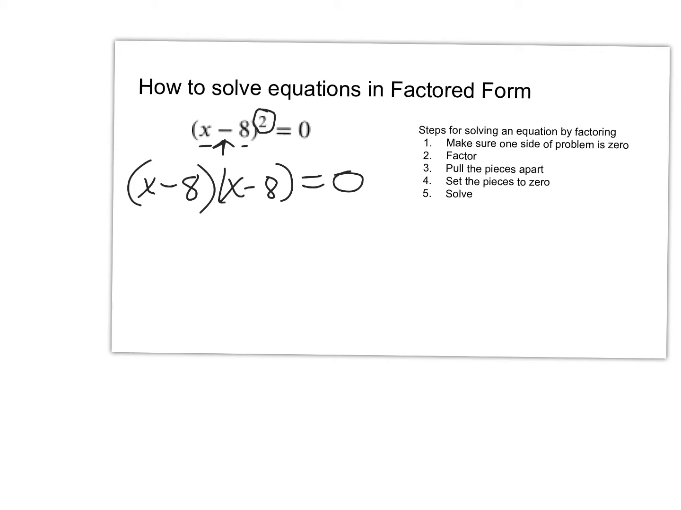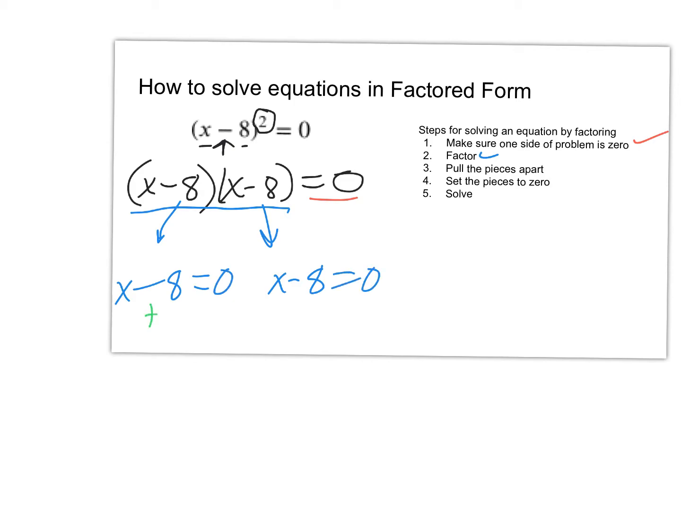All right, so step 1, does one side of this thing equal 0? Yup. Step 2, factor. Well, can I factor anything here? Do I have any exponents in the parenthesis? No, so I can't factor. All right, so let's pull the pieces apart. X minus 8, x minus 8. Set them to 0. And now solve the equation. So here, add 8. So x is equal to 8. And we already know that this is going to be the same thing.